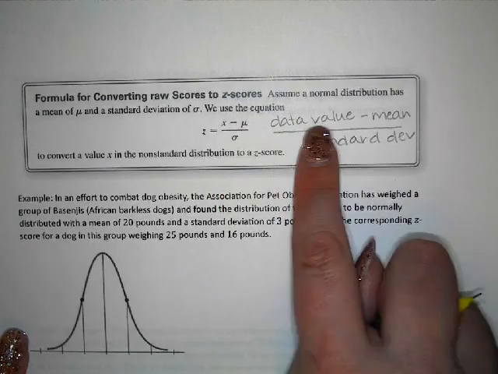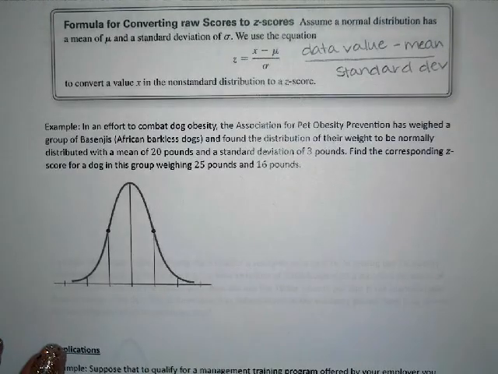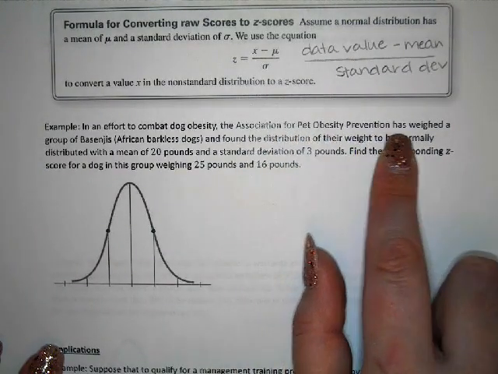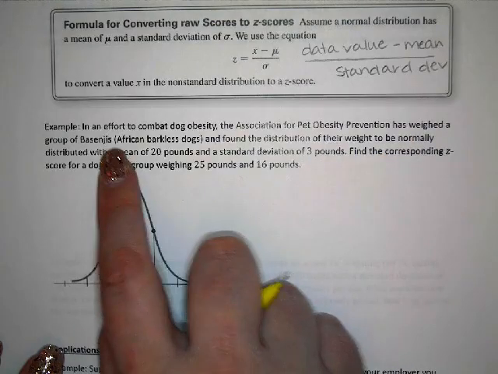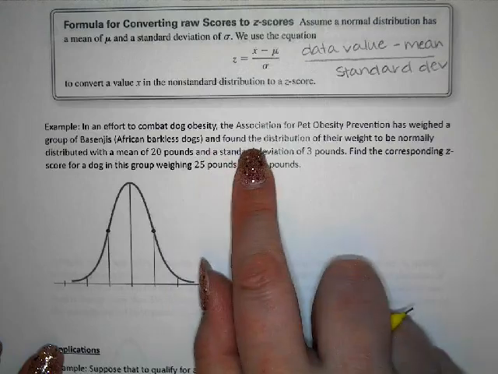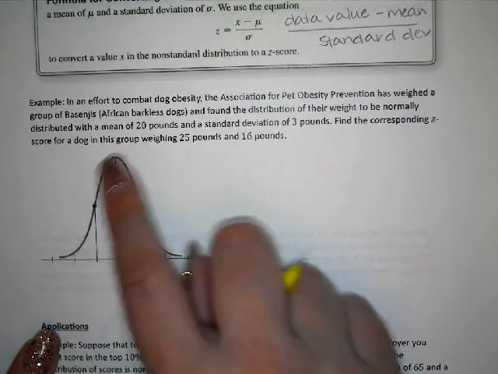Okay, so here it says, in an effort to combat dog obesity, the Association for Pet Obesity Prevention has weighed a group of Basenjis, I think is how you say that. They're African barkless dogs, and found the distribution of their weight to be normally distributed, so it uses this bell shape, with a mean of 20 pounds and a standard deviation of 3 pounds.